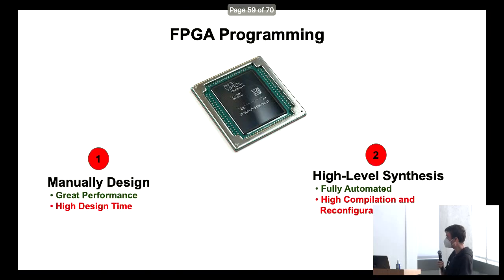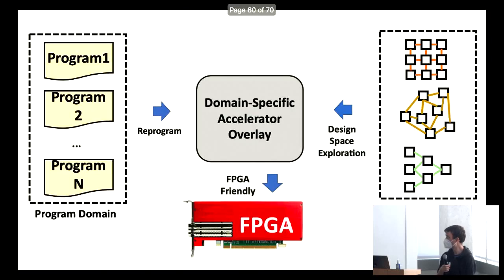With an FPGA, there's really two main types to program an FPGA. Either you manually design the RTL, which is very effort intensive and has a long design time, but it also gives really great performance. And then there's HLS, which is a fully automated workflow. You just write your C program, but there's a problem with HLS where if you make a small change in your code, you have to do the whole recompilation process. And so our framework is trying to combat these different programming interfaces.